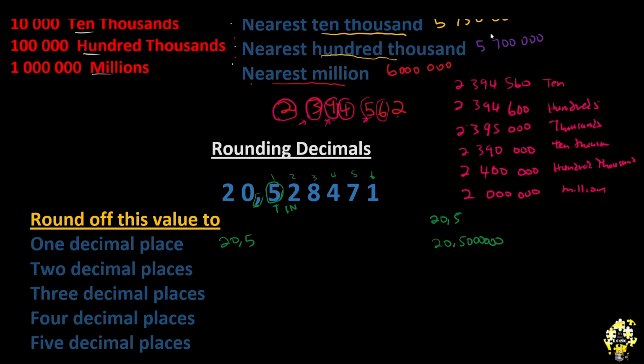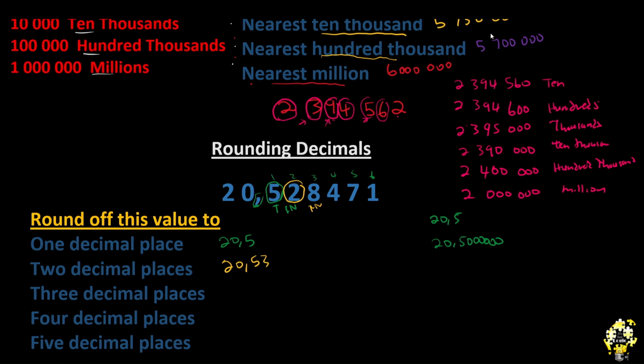Now, let's go to the second one. I'll use my golden color. It says round off this value to 2 decimal places. Where is our number 2? It's here. Who is the target's right neighbor? This is the right neighbor. Where does it fall? Round up. What does round up say? It says we must add 1 to the target. So we are going to add 1 to the target. So it's going to be 20.53.